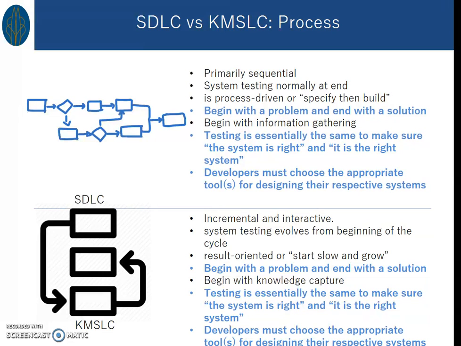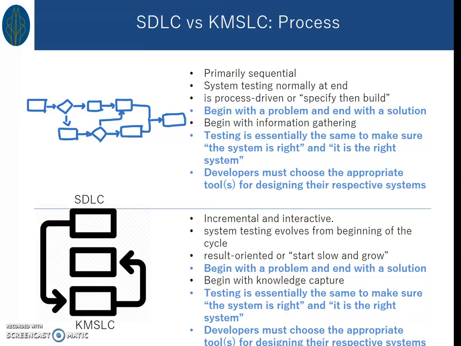So at the end of the day, it's about results. Knowledge management system lifecycle is result oriented. There's no process. You are not trying to make a process more effective. It all boils down to whether the user or the knowledge recipient will get the knowledge that they want, and that knowledge is the right knowledge. In other words, you start slow and grow. And if you look at the blue font, it begins with a problem and ends with a solution. These are all similar with the SDLC.